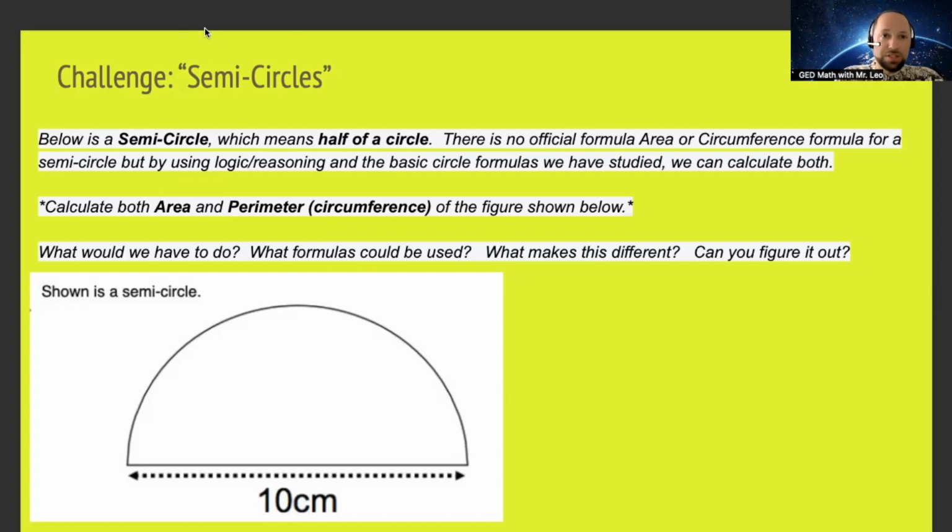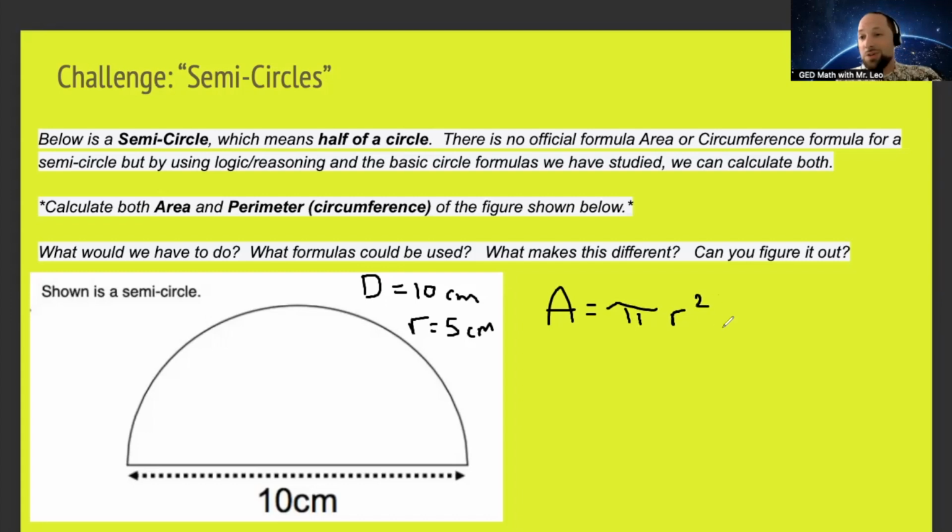Okay, so what do we know? If this was a full circle, they would be showing us the diameter of 10. So yeah, I'm going to cut it in half, but let's just do that to get the radius. The radius would be 5 centimeters. Let's find the area of the full circle and then divide by 2. That's going to be pi r squared.